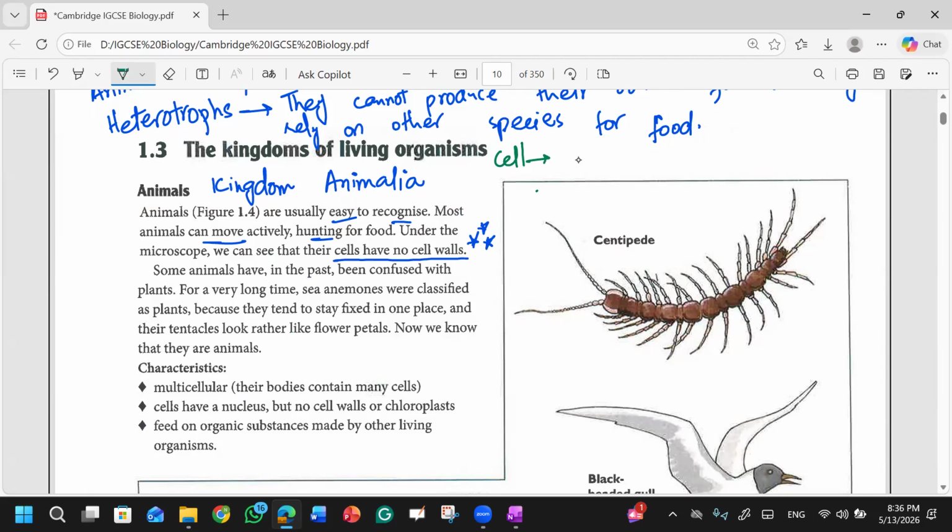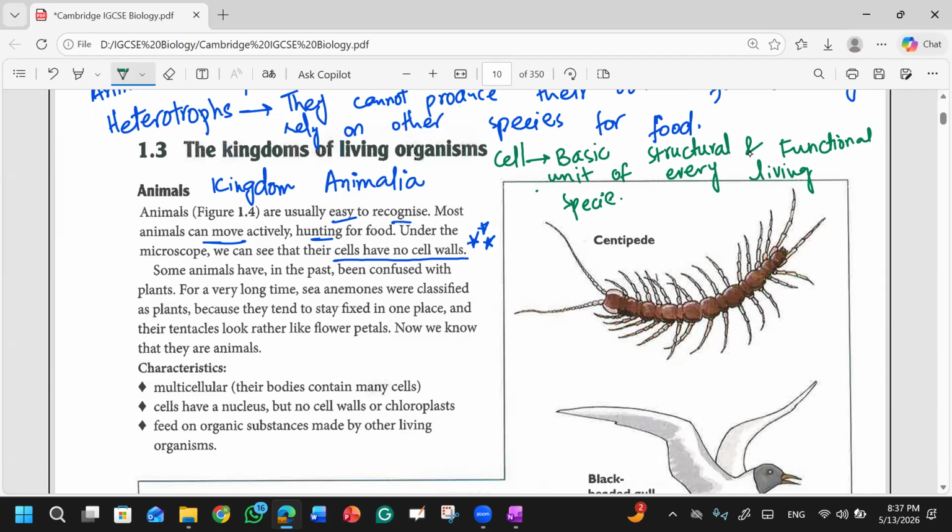Similarly, a cell is the basic structural and functional unit of every living species. This is a very simple definition of the cell. The cell is the basic structural and functional unit of every living species. What does it mean? It means the cell contains the necessary information to do functions, right? And it has a specific structure. It is a basic structure and function unit.